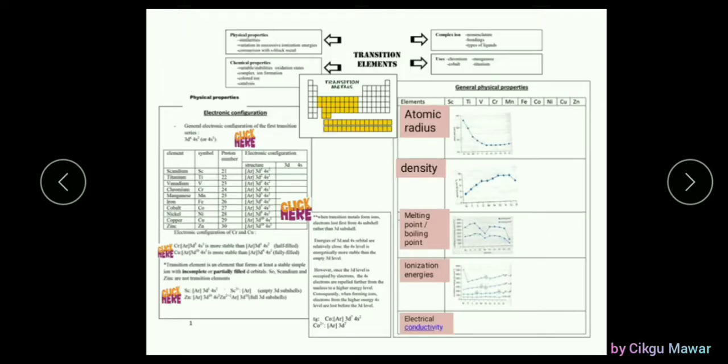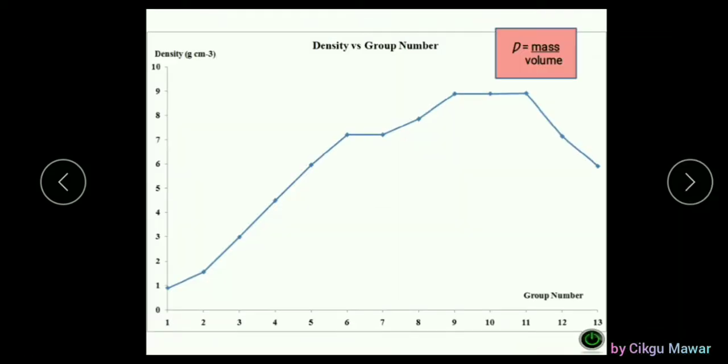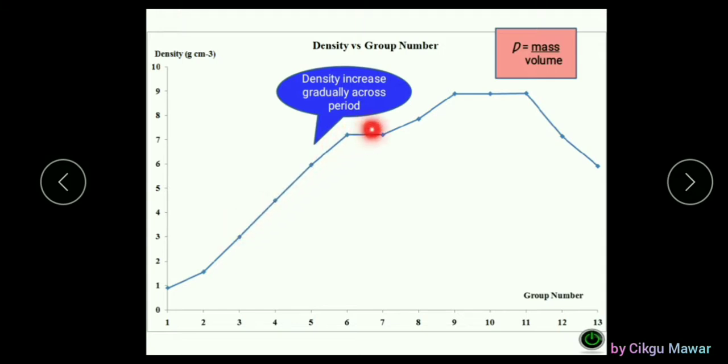Now the second physical property is density. Let's see the density. Here is the graph of density. You can see that the graph is almost always increasing, except for here. But what is density? Density is mass over volume. What happens is that density increases gradually across the period.